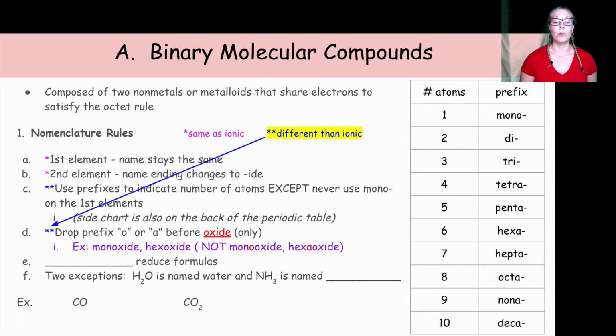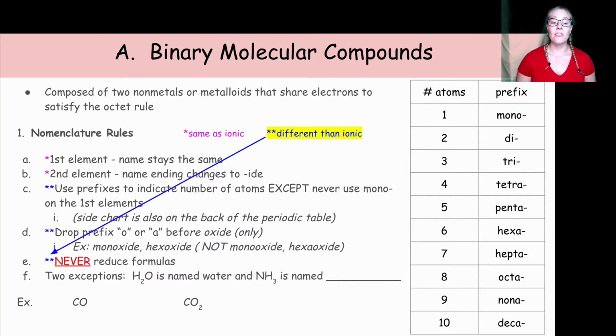The next rule is if we're working with oxide, we drop the prefix's final O or A before the oxide, so when oxygen is involved. For example, we're going to write monoxide or hexoxide if we have 1 oxygen or 6 oxygens. We are not going to write monooxide or hexaoxide, right? Monoxide and hexoxide really kind of flow off the tongue a little bit better.